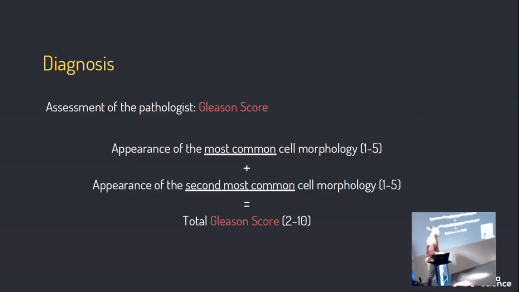The clinical diagnosis is called the Gleason score. The pathologist looks at your tissue for hours under the microscope, checks the appearance of the cell morphology, and gives a score, 2 being benign and you are fine, and 10 being pretty bad. The trick with this Gleason score is that 3 plus 4 is not clinically the same as 4 plus 3, right? So there's a difference.